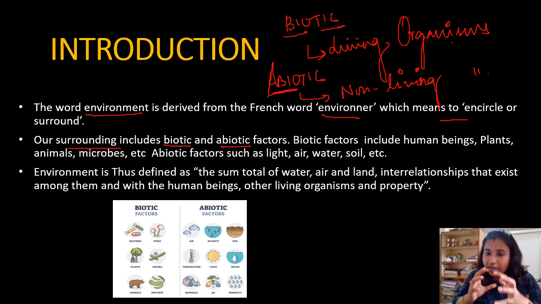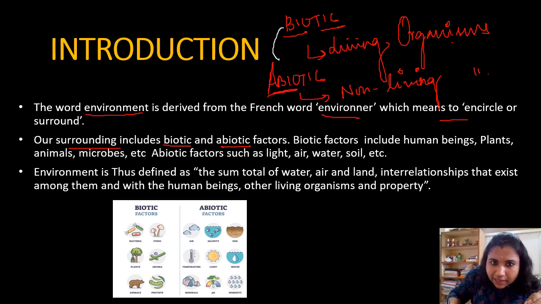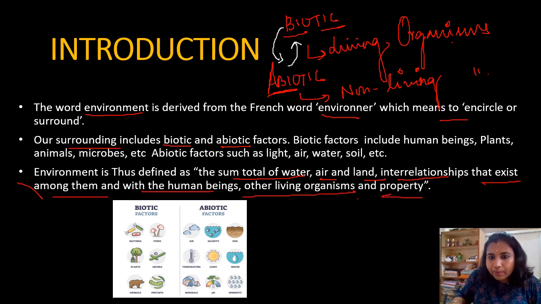And environment deals with the interaction between the living and non-living organisms, the interrelationships that exist between this biotic and abiotic living organism. So if we define environment, it can be defined as the sum total of water, air and land interrelationships that exist among them and with the human beings, other living organisms and property. So environment deals with the interactions between the living and non-living organisms.